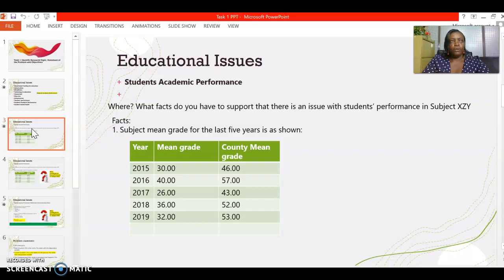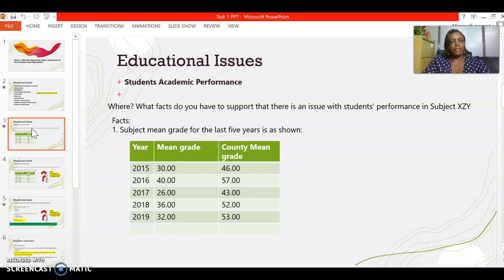And therefore, for you to be able to come up with a topic, you need to ask yourself where are we talking about student academic performance? What facts do you have to support that there is an issue with the student performance in subject X, Y, and Z? And here by facts, I mean you can think about subject mean grade for the last 5 years, because for you to be able to show performance, you need to show a trend, a span of time.